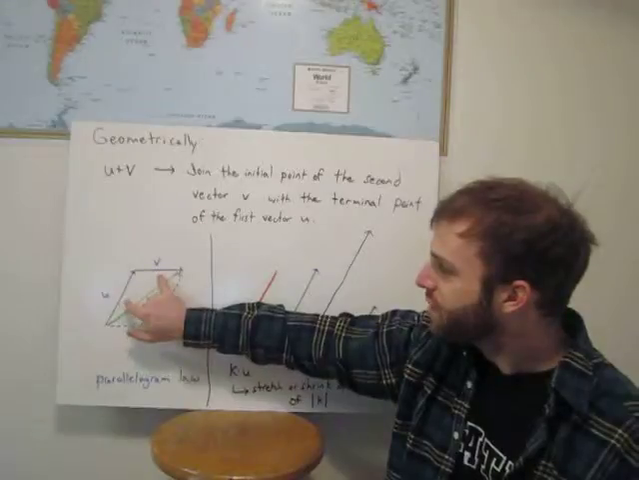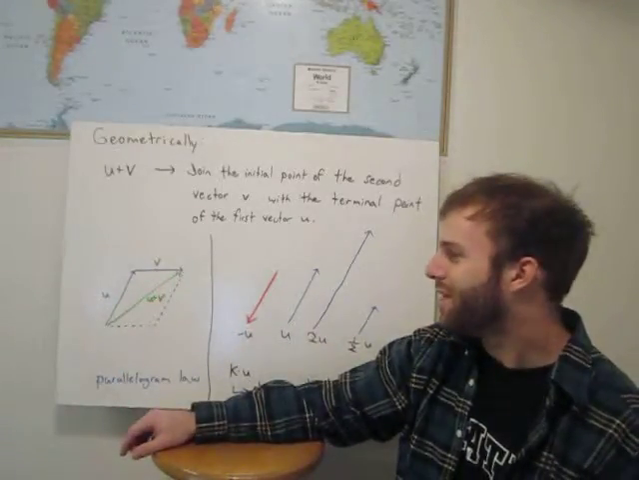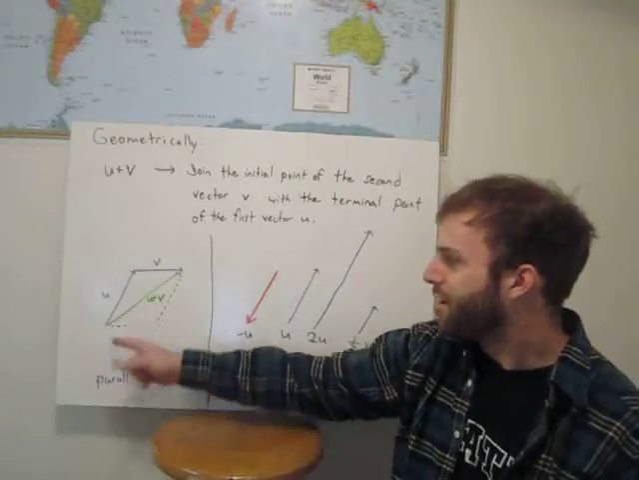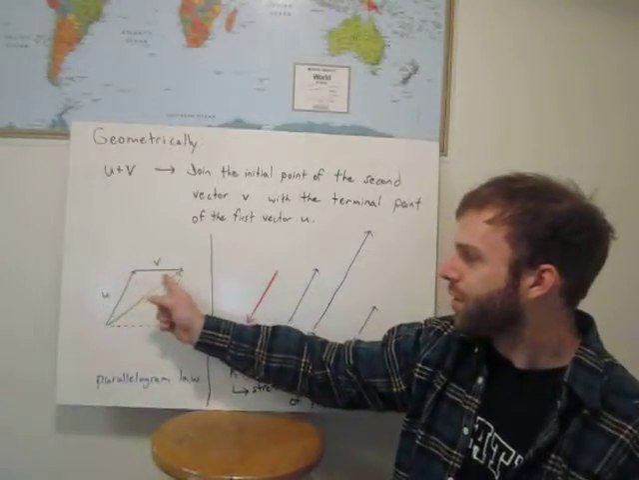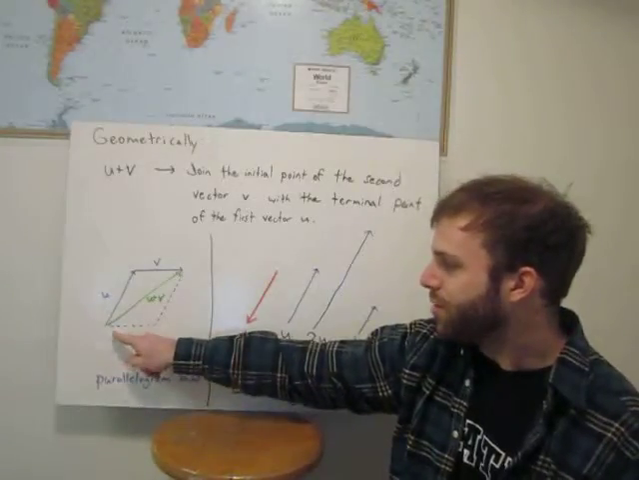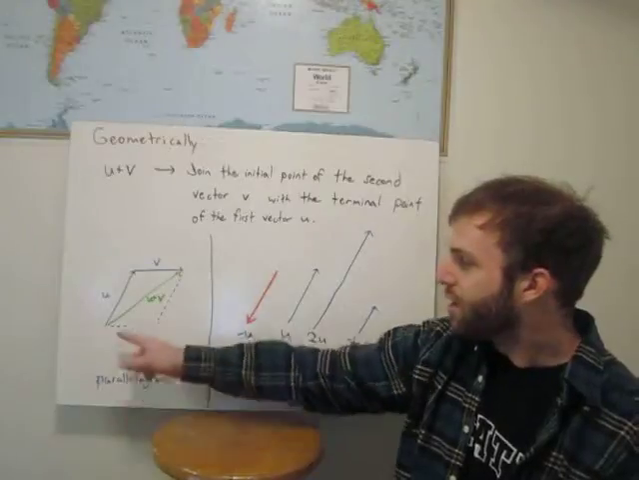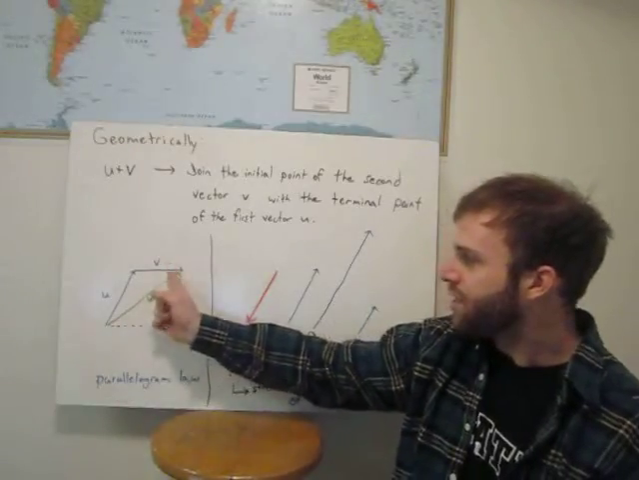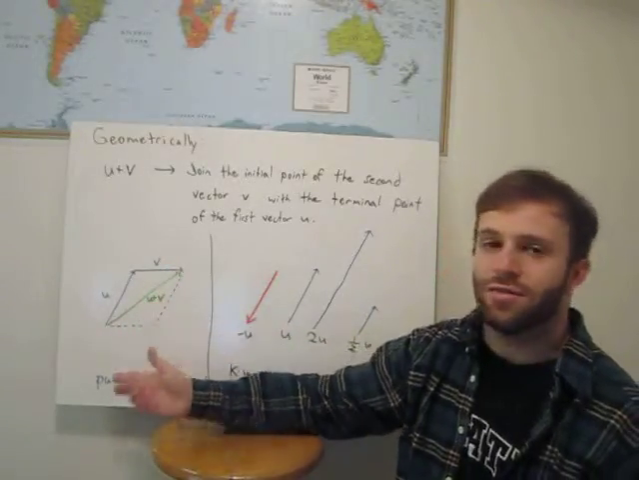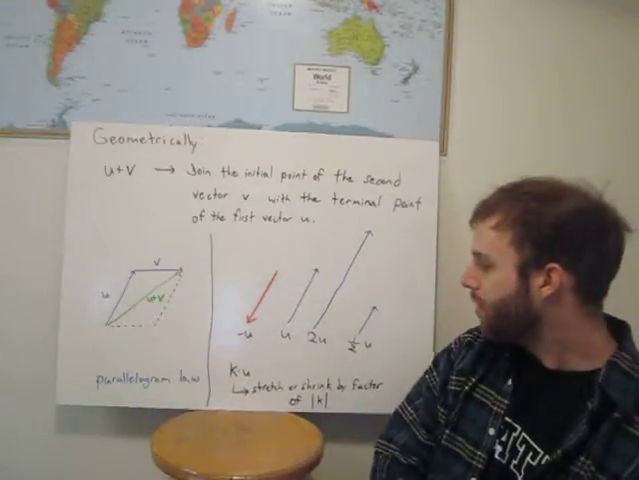We're going to put them together, and the parallelogram law tells us that when these vectors join together like this, you could also put v first and then u. It really doesn't matter. But the diagonal from the starting point to the ending point, u plus v, is our resultant vector, and that's what we're going to get when we add u and v.